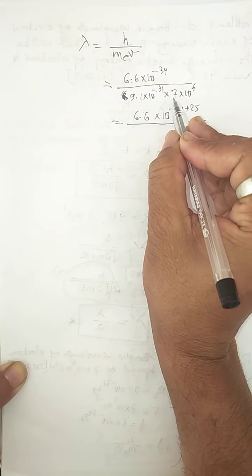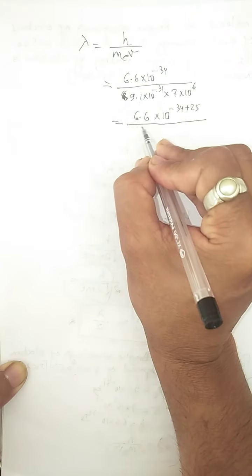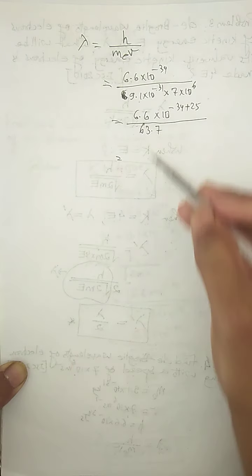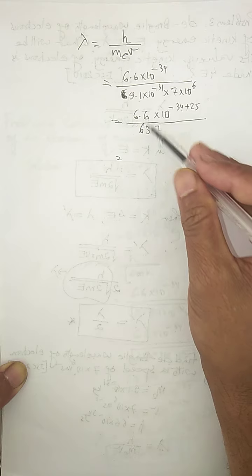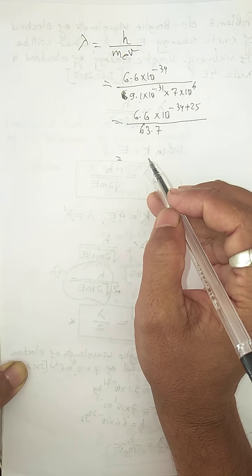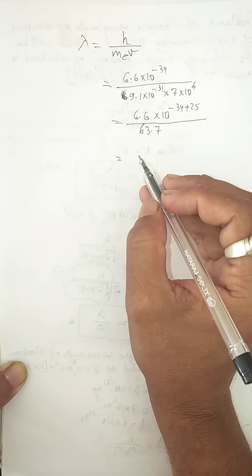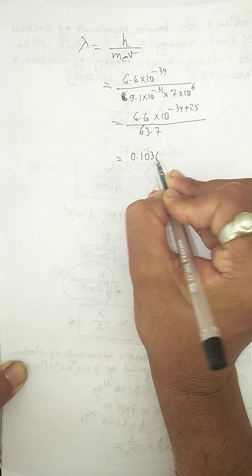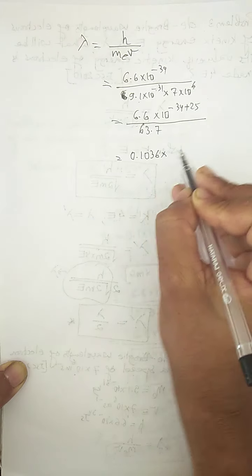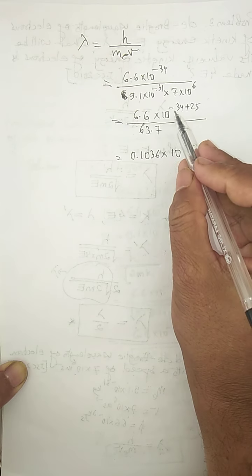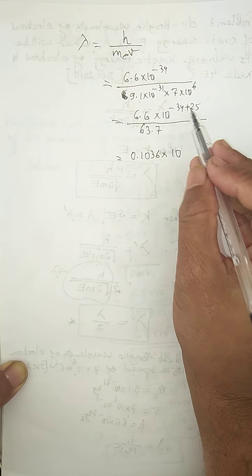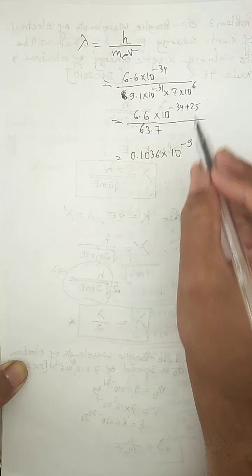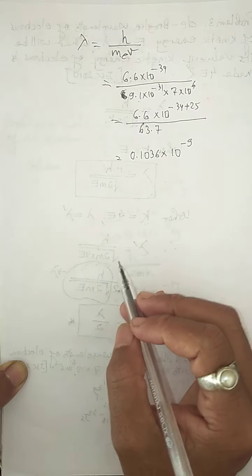If I multiply it with 7, using the calculator, you get approximately 63.7. Yes, we can divide this quantity with the help of the calculator. If we divide, we get approximately 0.1036. I'm writing it to 4 decimal places, into 10 power minus 34 plus 25, which means minus 9. Minus 34 plus 25, if you subtract, it is minus 9.